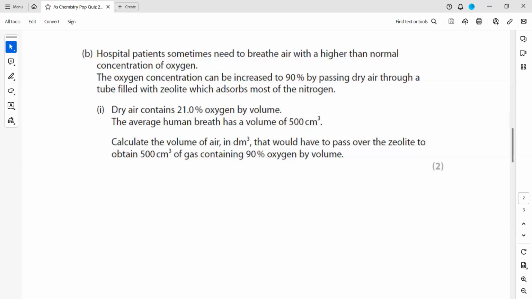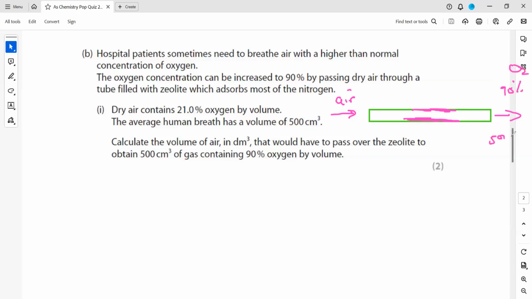First we find what is 90% of 500. If I draw a figure here, this is a tube which has a zeolite, and air enters, because the question is to calculate the volume of air that passes over the zeolite. Air enters, but then most of the nitrogen is absorbed by the zeolite, and here we get 90% oxygen.